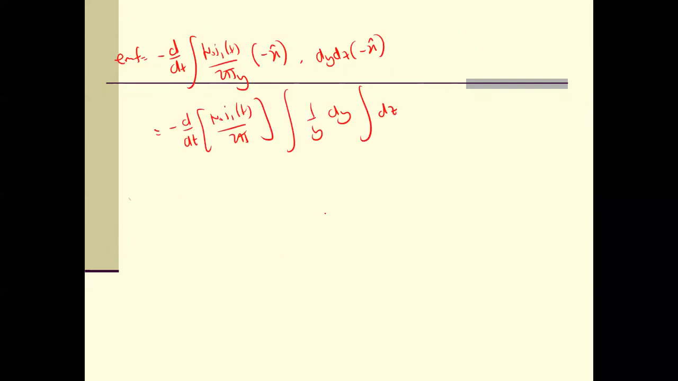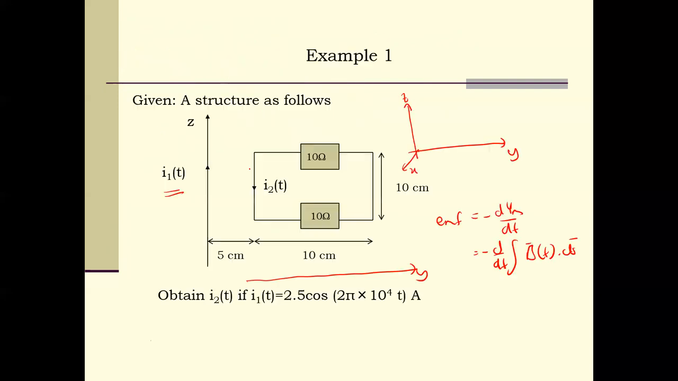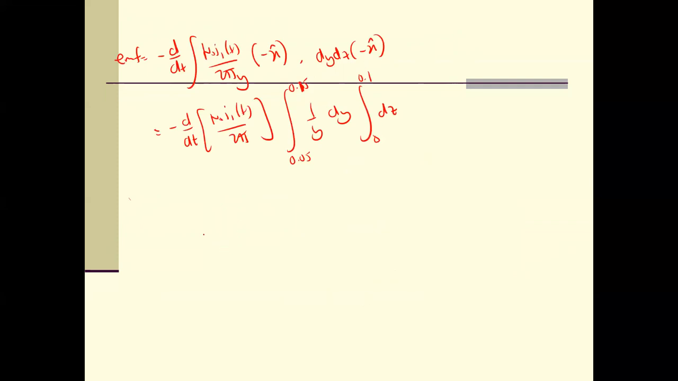So y has a range from 0.05 to 0.15 meter, and z is from 0 to 0.1 meter. I1(t) is this value, which is 2.5 cosine of 2π times 10 to the power of 4 t. So we have negative μ0 over 2π, d over dt of 2.5 cosine of 2π times 10 to the power of 4 t. If you proceed with the integration here, we have ln of 3.